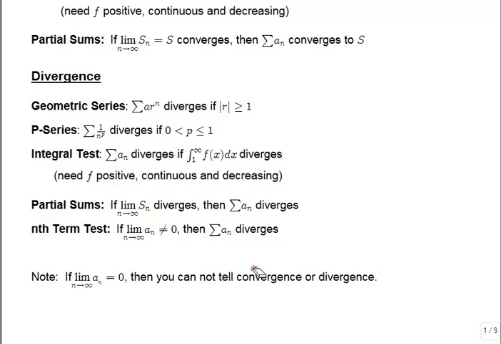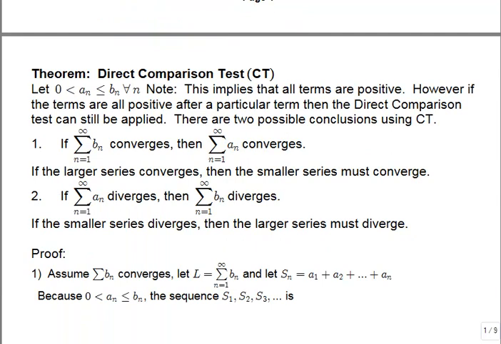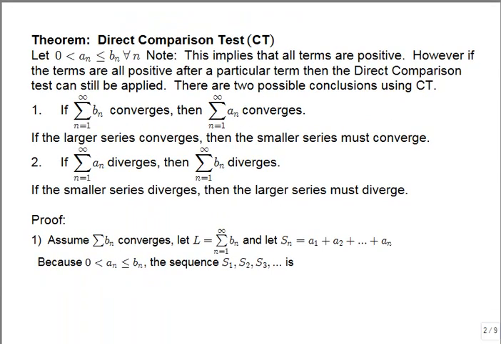So what we're going to talk about today is a couple of new tests that we're going to add to our toolbox of tests to determine convergence and divergence. And the first test we're going to discuss is the direct comparison test. What this says is that if you have two series, a sub n and b sub n, where they're both positive, greater than 0, and a sub n is less than or equal to b sub n for every n. And note that this implies that all the terms are positive. However, if the terms are all positive after a particular term, then you can still apply this direct comparison test.